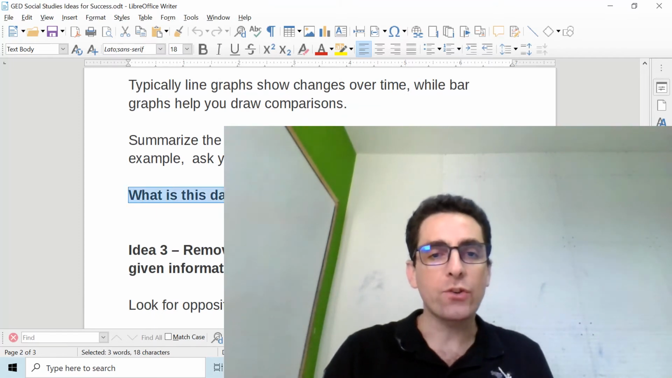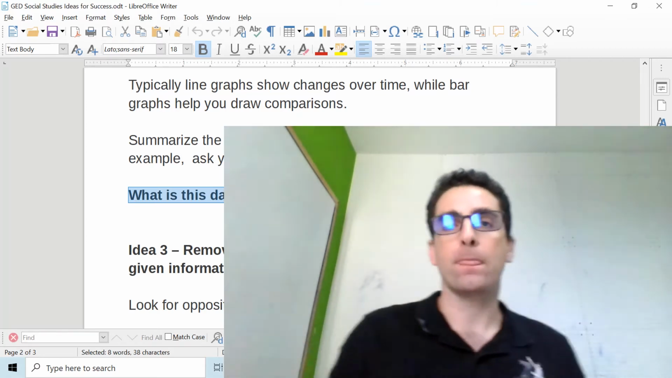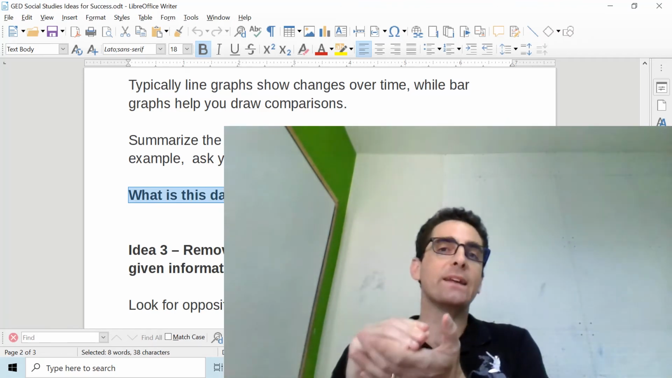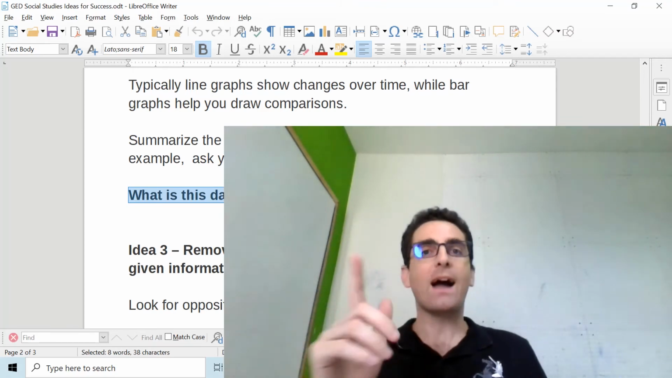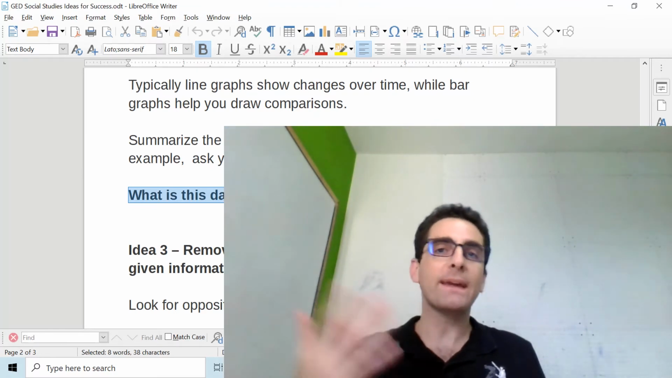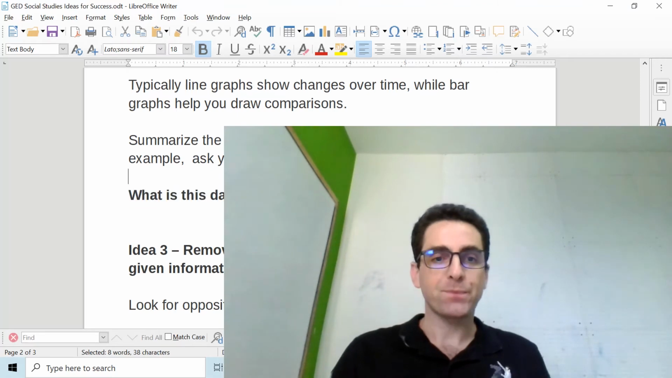A good question to ask yourself when you look at a graph is, what is this data supposed to show me? It's not just there for fun. It wants you to extract an idea from it, a trend from it. So what is this data supposed to show me? Okay, I get it. The consumption rate was increasing over that period of time. So make your life easy and look to see what the trend is.